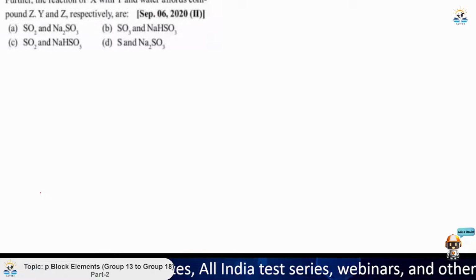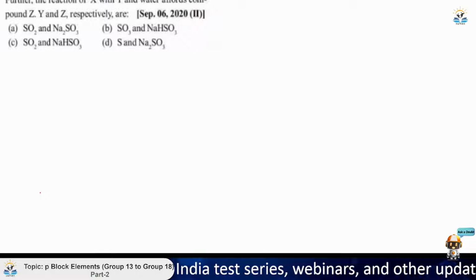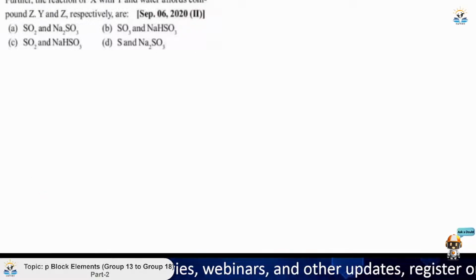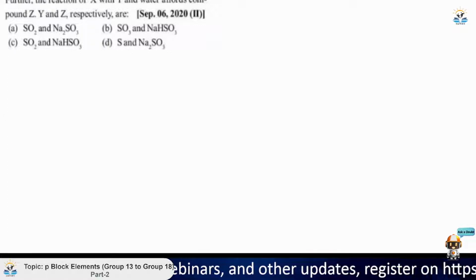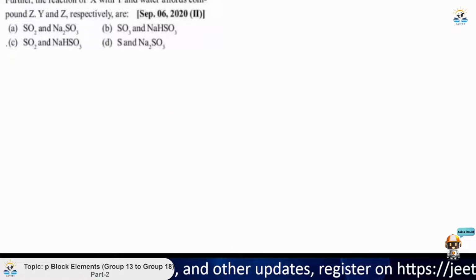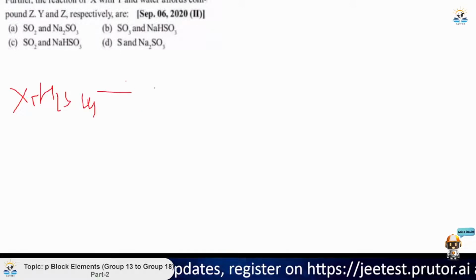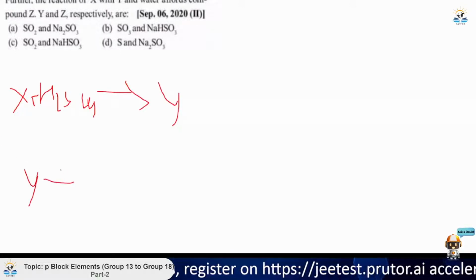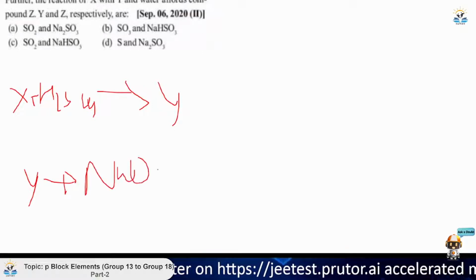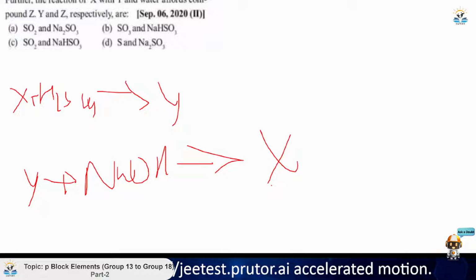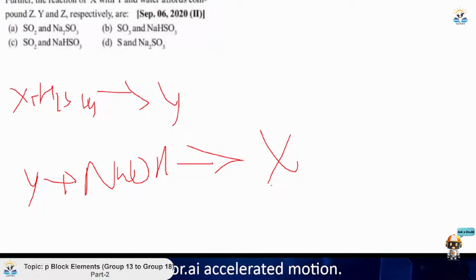Okay, so here's the thing. You take X, which is a sulfite, and react it with H2SO4 to get Y. Now when you add NaOH to Y, you get X back. That is a very funny thing. And then you add X plus Y in water and you get a Z.